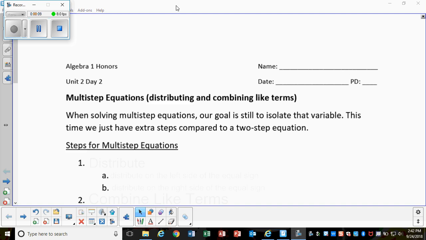Welcome back to day 2 of Unit 2. Today we're going to be talking about multi-step equations, specifically distributing and combining like terms and dealing with that when you're trying to solve an equation.